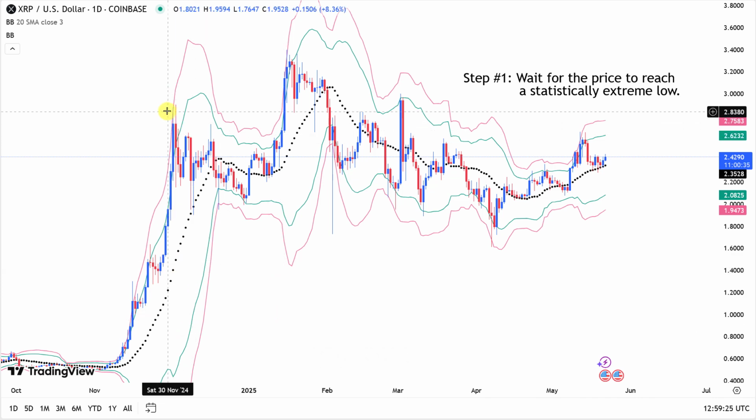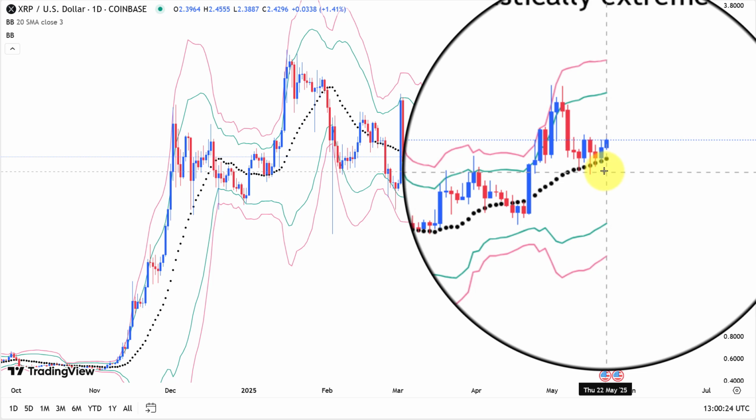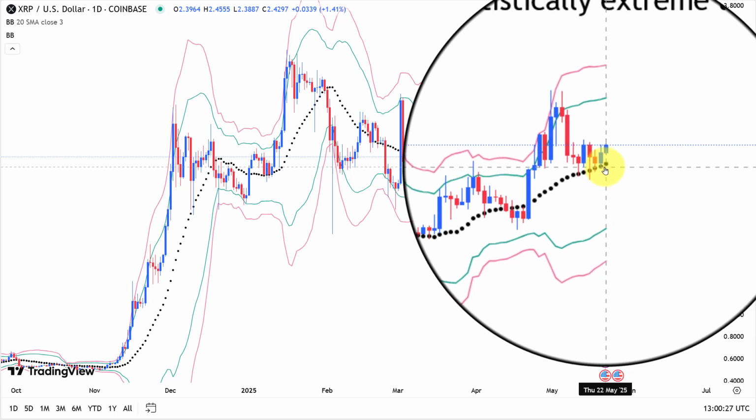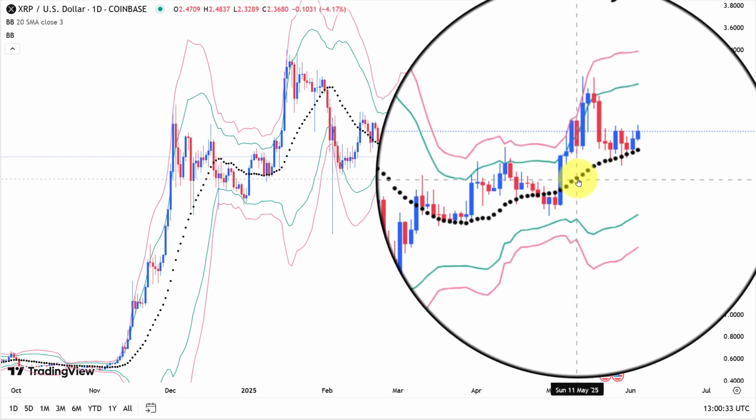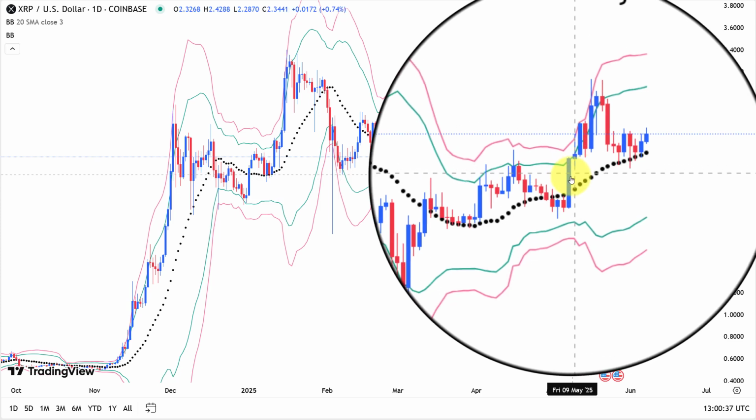Notice how when the price retraced to either the green line or the pink line, it bounced off each time. It did it a few times in this area here. The black dotted line represents the average price over the previous 20 days, so the previous 20 candles. This dot in here is the average price over the previous 20 candles. This dot in here is the average price over its previous 20 candles.